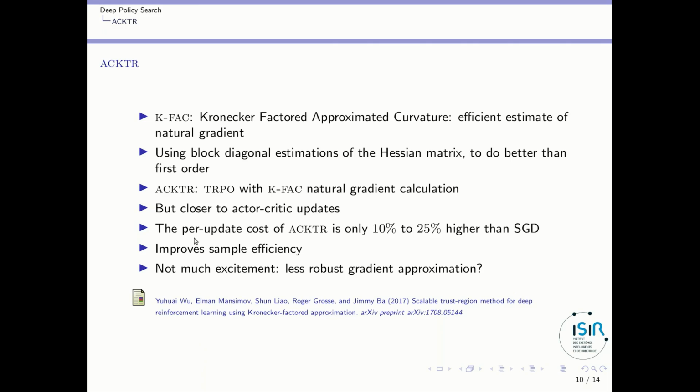And they claim in the paper, that's the paper here, that the update cost of actor is only 10 to 25% higher than standard gradient descent, but it's more accurate. Okay, actually this algorithm generated not much excitement. Probably this is due to the fact that using those block diagonal estimations leads to less robust gradient approximation, so it's not much efficient at finding a very good policy. Okay, that was about actor.